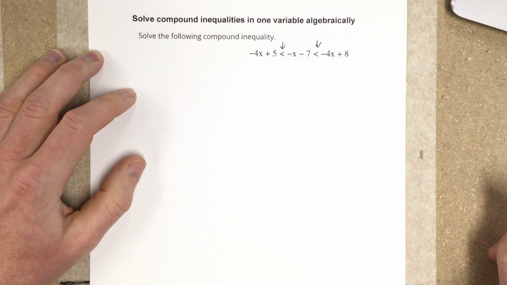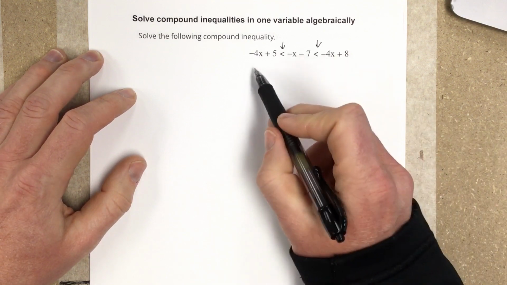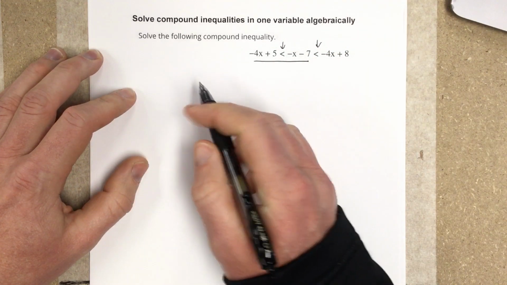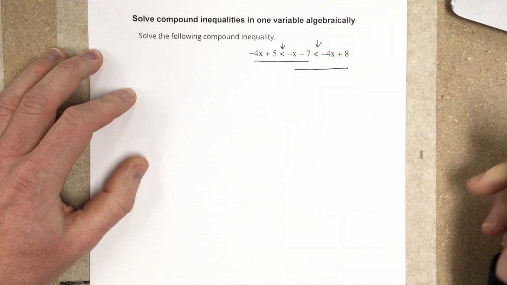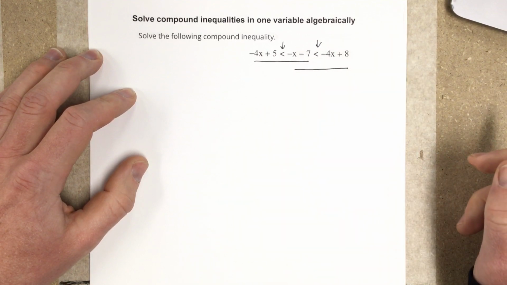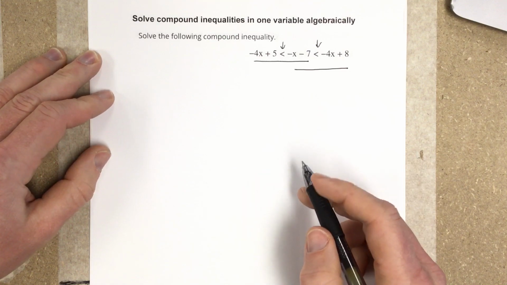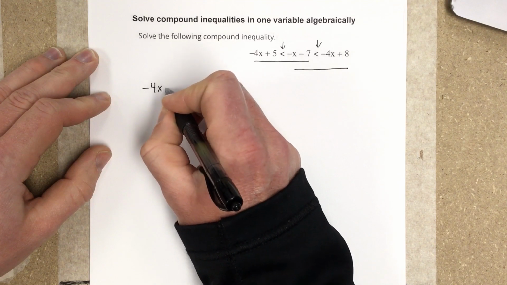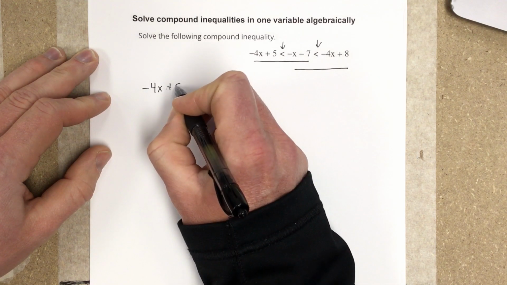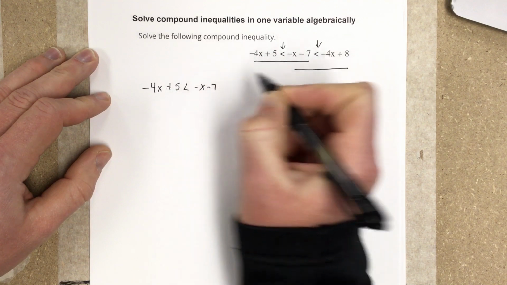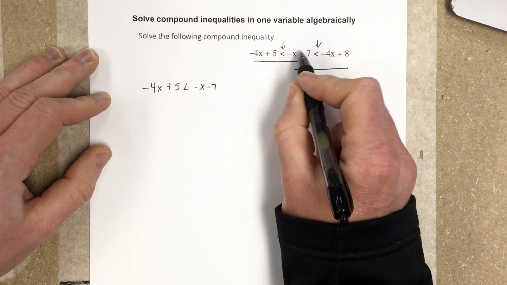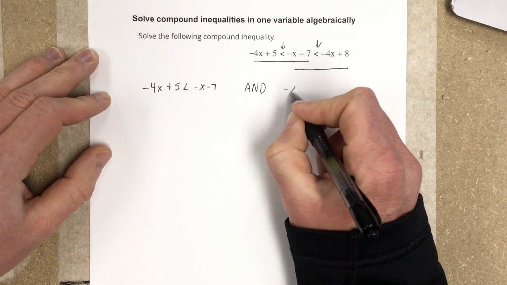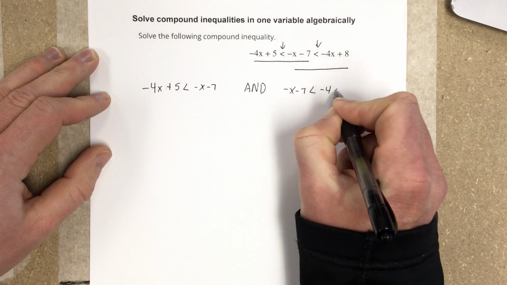Now there are two ways to solve a compound inequality. You can split the compound inequality, so you'd solve just this piece and then this piece here. Or you can do it all together. I'm going to start by splitting these two pieces, and if you want to do it all together, you can definitely do that. We'll write negative 4x plus 5 is less than negative x minus 7. And then because this is in the middle, we'll put an and here. And then we'll say negative x minus 7 is less than negative 4x plus 8.